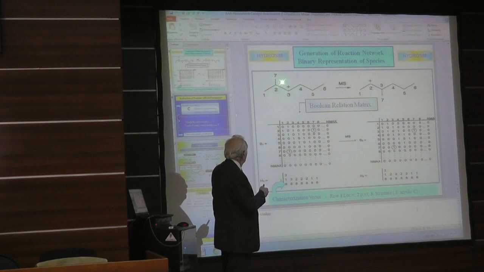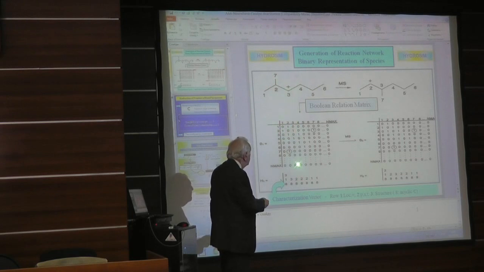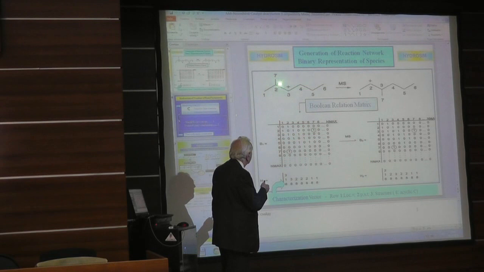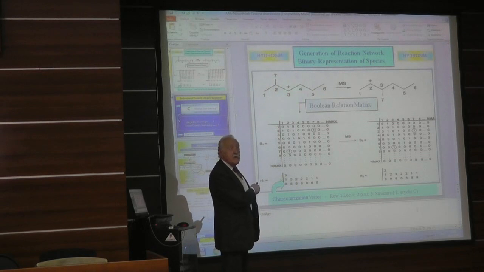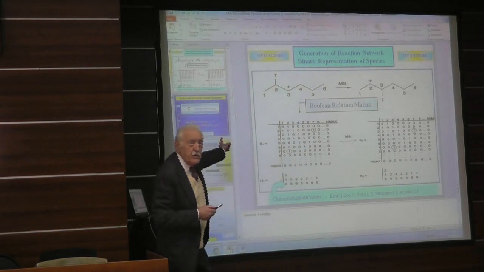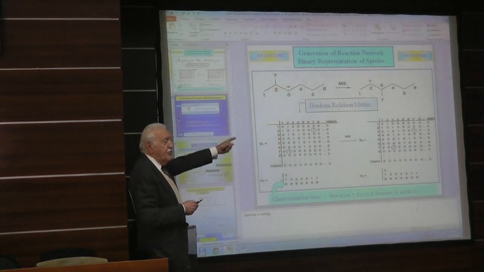in a Boolean relation matrix that tells you how the carbon atom 2 is connected with 1, I put a 1 there, and your carbon atom 2 is connected with carbon atom 3, you put a 1 here underneath 3, and it is connected with 7, and you put a 1 there under 7, and when you add up, you find out here for 2, I have 3 1s there. Well, that tells me already the property of carbon atom 2, it is a tertiary carbenium ion.